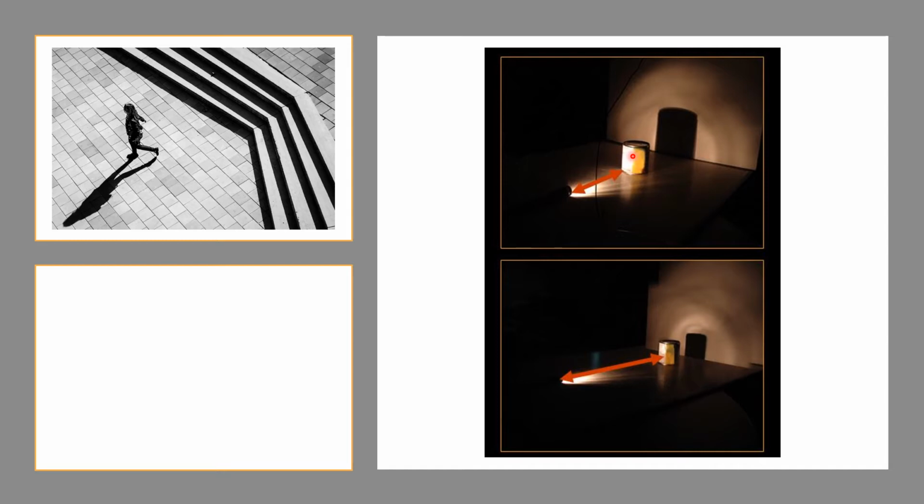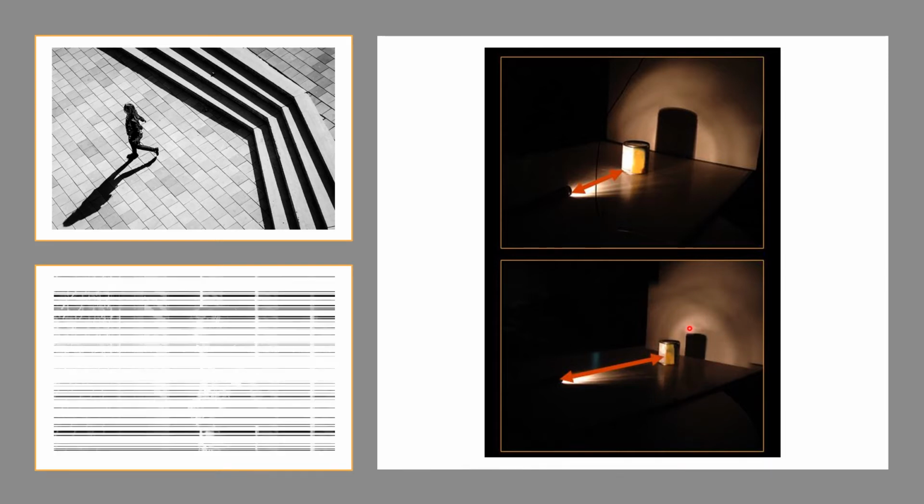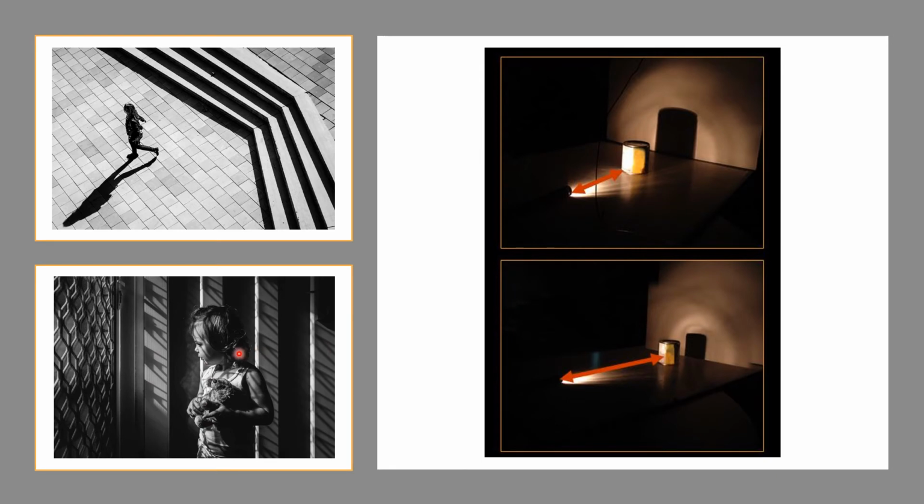So the distance of the object from the light source affects the size of its shadow. When the object is closer to the light source, as in this picture, its shadow will appear big. But when the object is farther from the light source, then its shadow will be smaller. Next, the occurrence of shadow is an ordinary phenomenon. So we experience shadows every day.